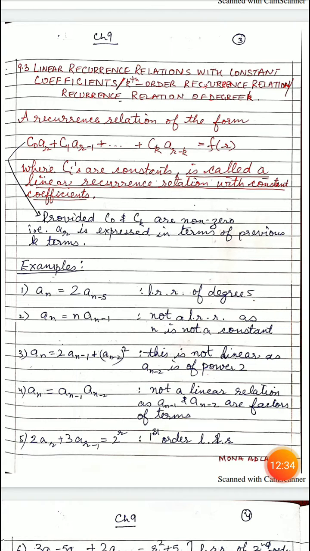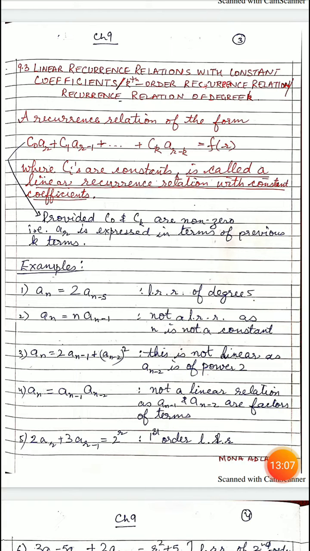Now coming to the next example, example 2. An is equal to n an minus 1. Now, this is not a linear recurrence relation, as n is not a constant. Remember, all the coefficients of an minus 1 and so on have to be constants, and you know that n is not a constant. Hence, the equation in number 2 is not a linear recurrence relation.